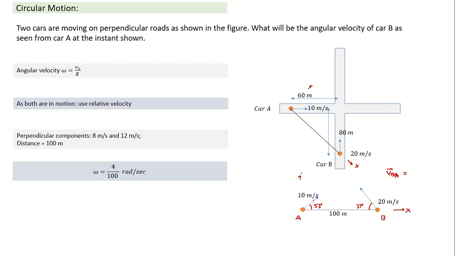When we take this number, we can easily calculate the difference of the two, and it comes equal to 4 meters per second divided by 100. So the angular velocity at this instance is 4 divided by 100 radian per second. Which way is it rotating? It will be rotating in this direction, and it will keep changing. It's an instantaneous angular velocity.